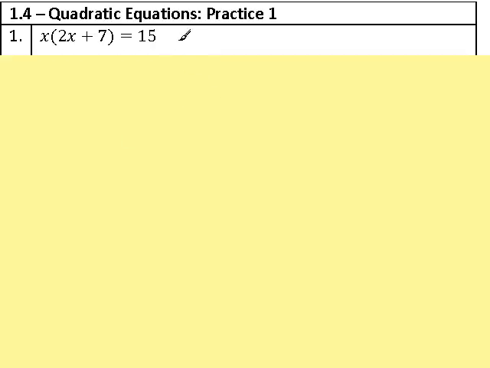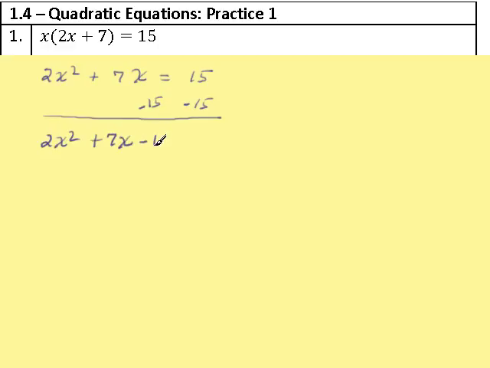In number 1, we have a quadratic equation that's not in standard form. So we'll start by putting it in standard form. Multiply through by that x, and we have 2x squared plus 7x is equal to 15. And now let's subtract 15 from both sides. We want 0 on the right-hand side. So we have 2x squared plus 7x minus 15 equal 0. So this is standard form.